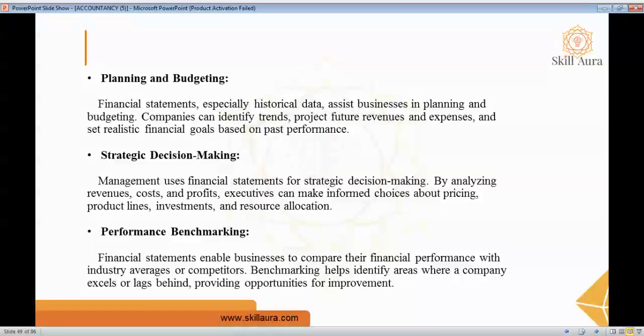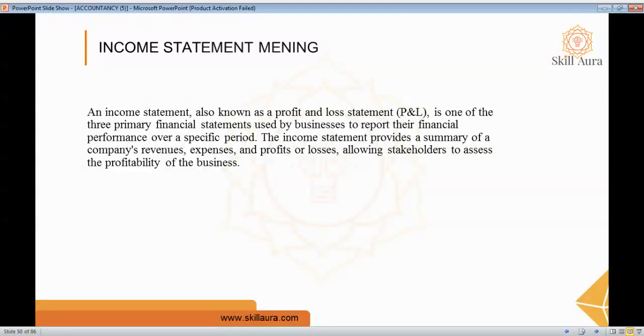The next one is performance benchmarking. Here, by preparing the financial statement or comparing it with the competitors, we can analyze the benchmark of the company. So it helps us in identifying the area where the company is lagging, where we need to improve, and which area needs to be improved, and it also provides an opportunity for improvement.